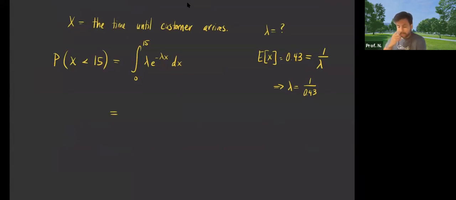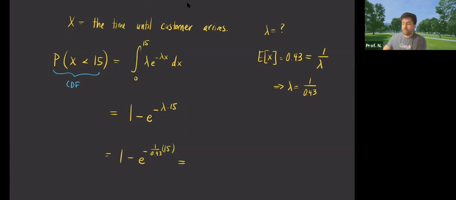Now, what is this? Didn't we know what this is? This is a CDF. Didn't we discuss what the CDF was? It was 1 minus e to the negative lambda times 15, whatever the value was here. And now lambda is what again? It's e to the negative 1 over 0.43 times 15. Put this in your calculator to compute this. And what do you get?